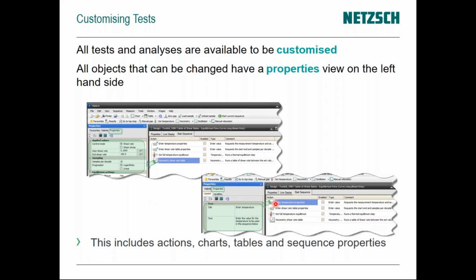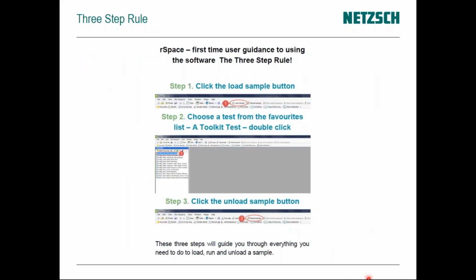Here you can see that there is a prompt for entering the temperature value, and it will ask you to put in the temperature when you run the test, and that will actually overwrite what temperature is in the next action, where it says set full temperature equilibrium. So it will set the temperature to the value that you just typed in. So there's quite a few ways that you can modify sequences.